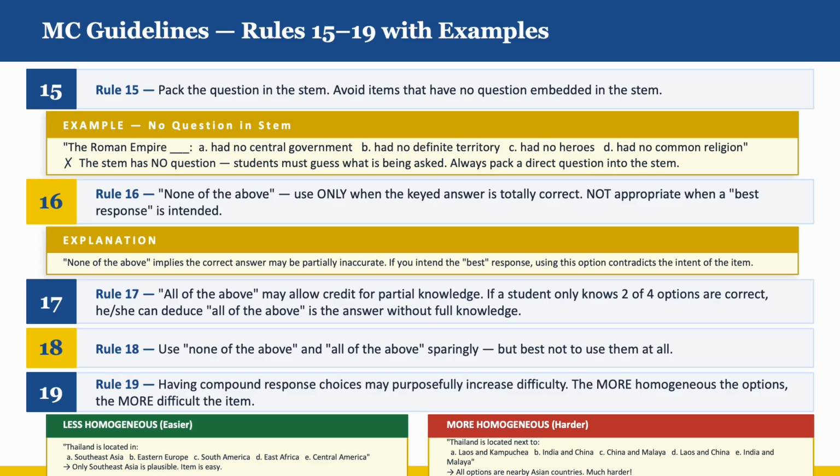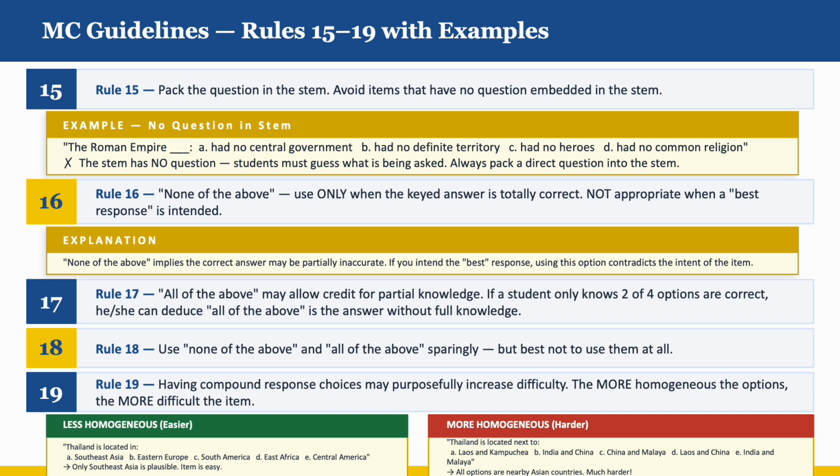Okay, number 17. Be careful with all of the above. Why? A student who only knows that two of the options are correct can deduce that all of the above is the answer without actually knowing whether the third option is correct. So, this rewards partial knowledge, which defeats the purpose of assessing.